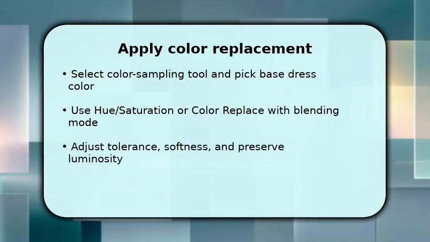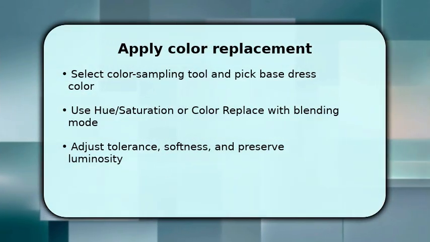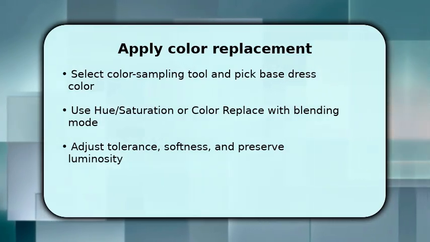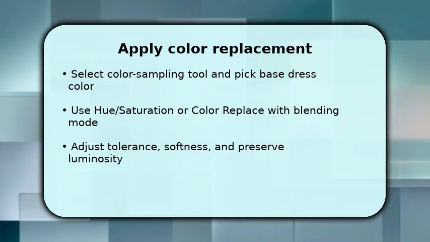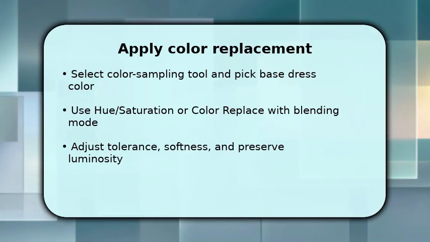Now you perform the actual color swap. Use a color sampling tool to pick the dress base tone, then add a hue/saturation or specialized color replace node and target that sampled hue. Increase tolerance gradually until the whole cloth is affected without touching highlights.